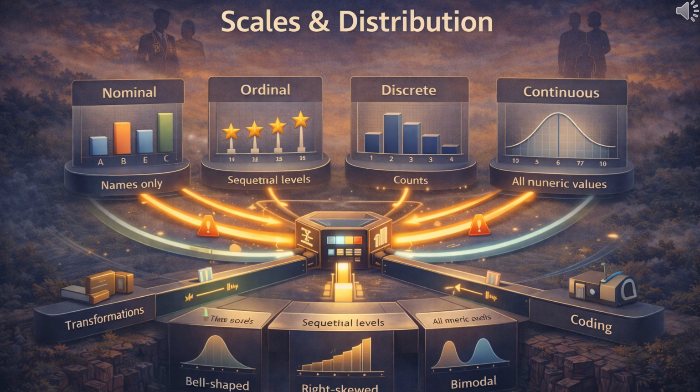Choosing the right summary statistics is about matching the summary to the distribution shape, so the summary reflects what is typical and what is important. A summary is a simplified description of a variable, and the goal is to represent the data honestly without being overly sensitive to unusual values.